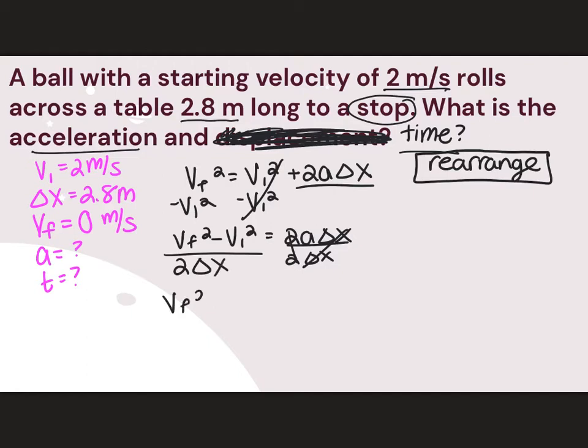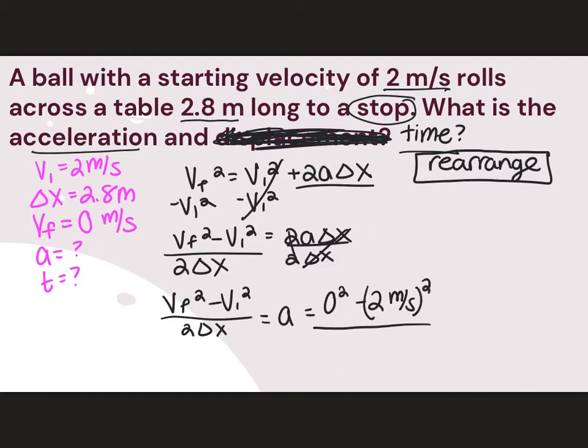Then at this point, I can plug in my numbers and solve for A. Remember, my VF is first, then 2 meters per second. That whole thing is squared, and that is over my 2 and delta X 2.8. For my answer, I'm going to get negative 0.71 meters per second squared. Meters per second squared is my unit for acceleration.